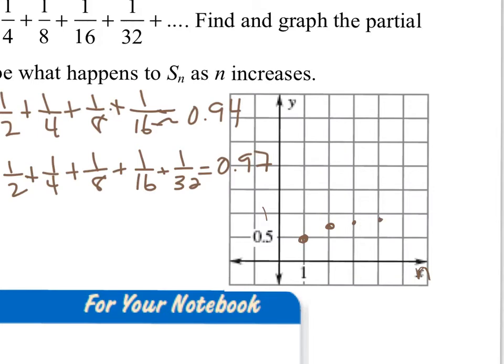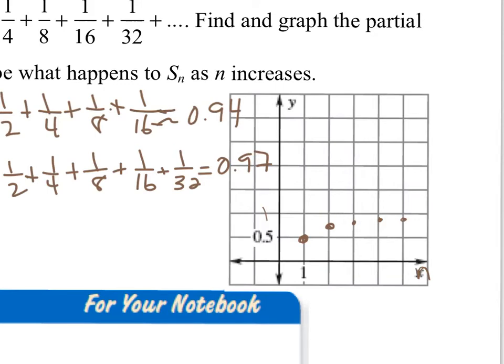Now remember, we are going by halves on our y-axis. 0.94 and 0.97, and I'm actually not going to connect them because this is what we call discrete data. If I were to connect it with a line segment or any kind of curve, that would indicate that we could have an n value anywhere between 1 and 2, and we can't have a term in between 1 and 2. You don't have a 1.5 term, so we don't connect them. It's, again, discrete data. So this is what the graph would look like.